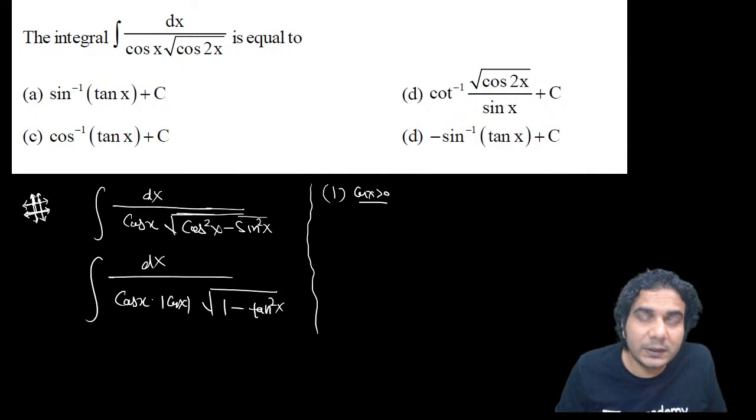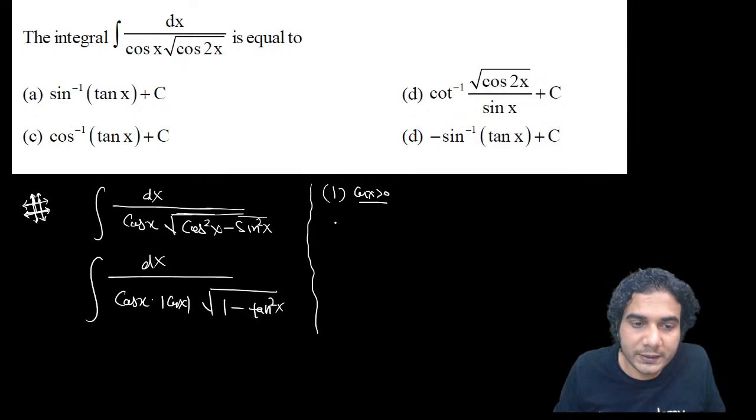So you'll take this case. If x belongs to pi by 2 to pi, then you'll have to take mod of cos x as minus cos x. Okay, so that will be the second case. So if it is plus cos x, then what is the answer?